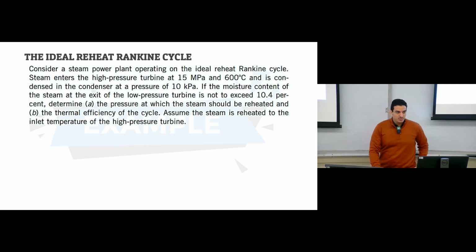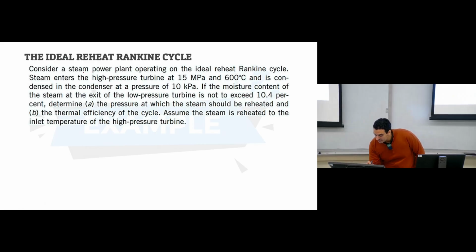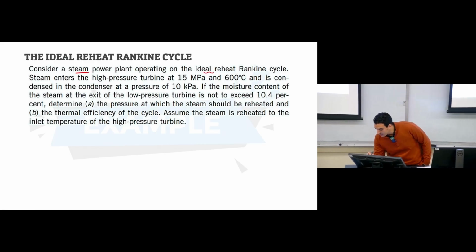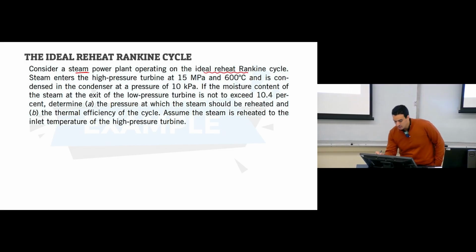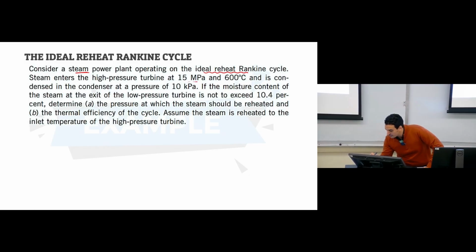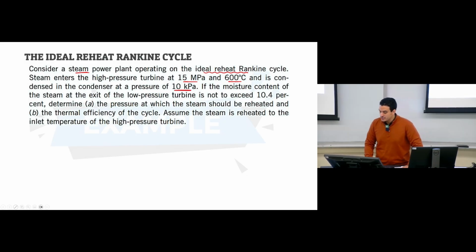The first example we have, this is the reheat Rankine cycle. So again, this one says we have a steam power plant operating on the ideal reheat Rankine cycle. Steam enters the high pressure turbine at 15 megapascal, 600 degrees Celsius. It's condensed in the condenser at 10 kilopascal. So this is the condenser pressure.